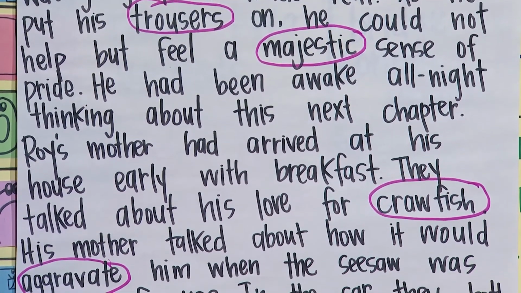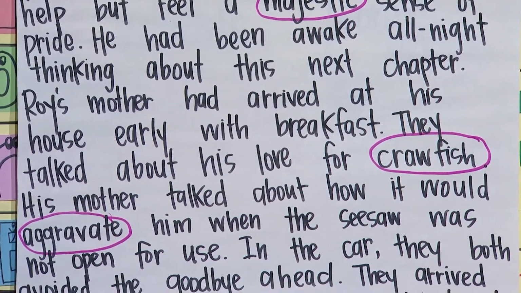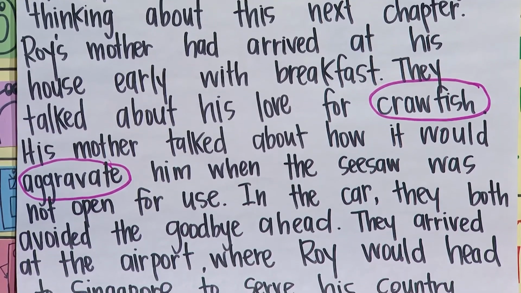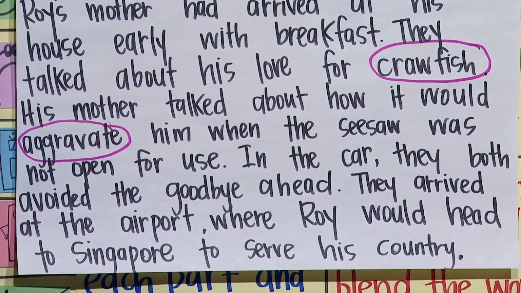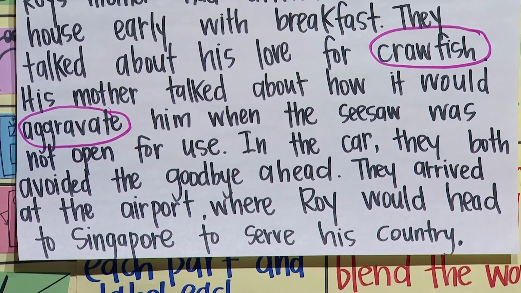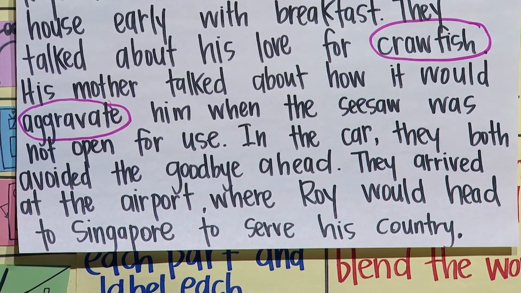Roy's mother had arrived at his house early with breakfast. They talked about his love for crawfish. His mother talked about how it would aggravate him when the seesaw was not open for use. In the car, they both avoided the goodbye ahead. They arrived at the airport where Roy would head to Singapore to serve his country.